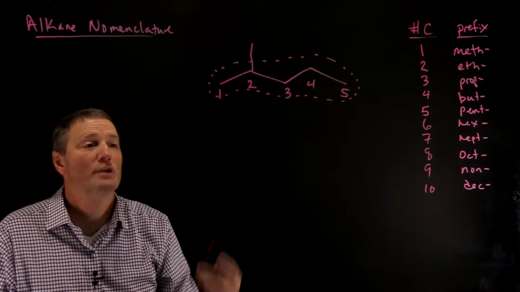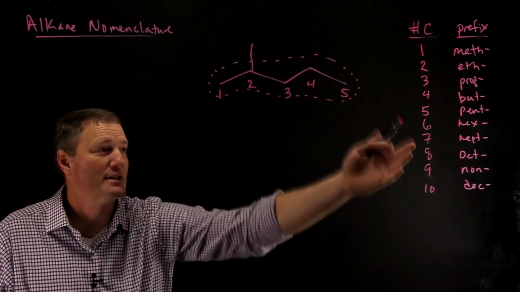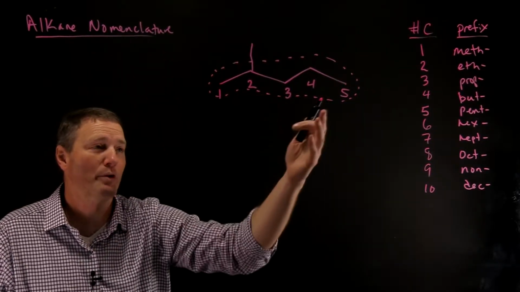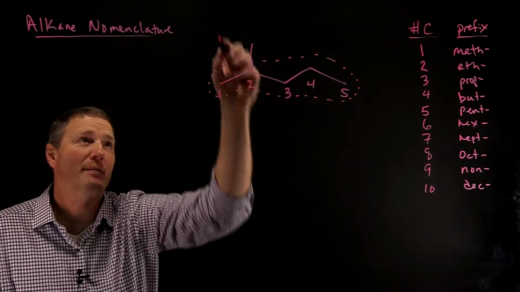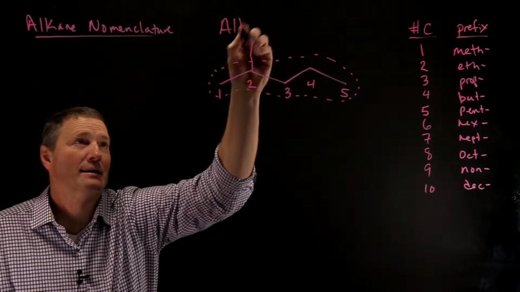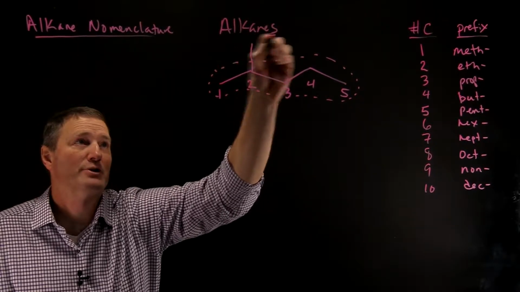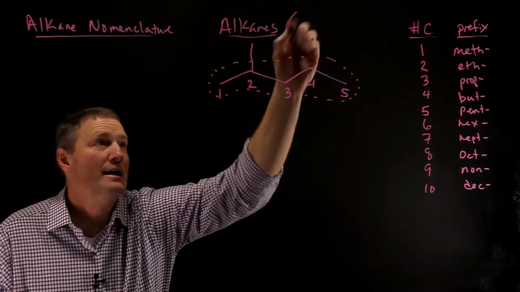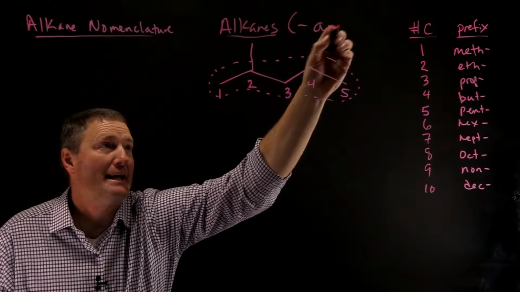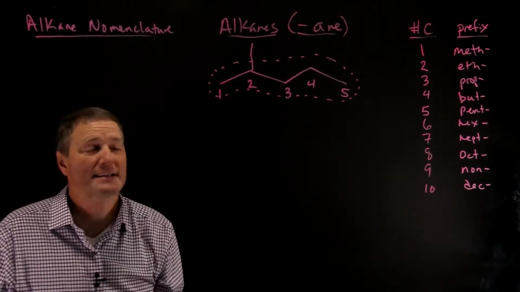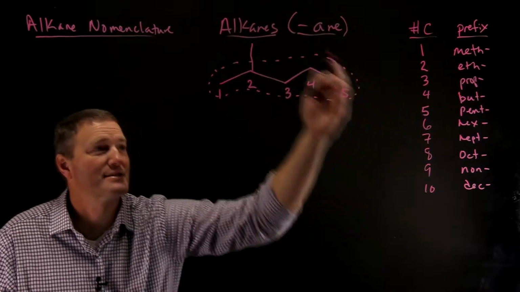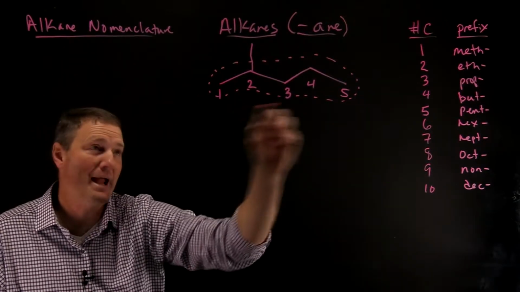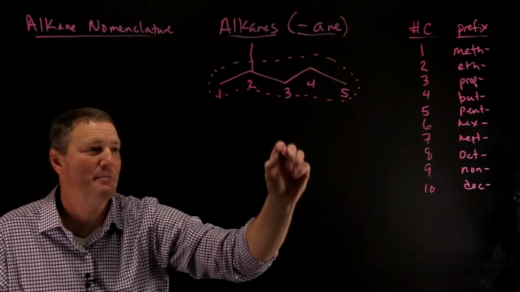All right, so now we're going to name that parent chain using the prefixes for the appropriate number of carbons. So since I have 5, there's going to be pent. And since we're talking about alkanes, which are saturated hydrocarbons, the ending is always going to be ane. So that's the suffix that's going to be applied. So we now combine the appropriate prefix with the suffix. So our parent chain, as this is called, is going to be pentane.